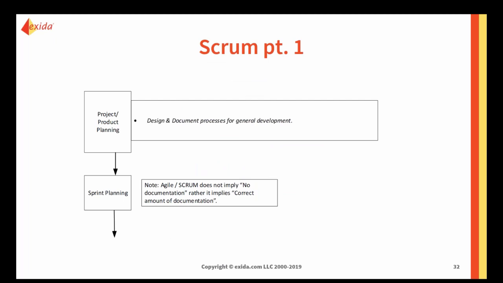If we look at the product planning here, you'll see that we're doing design and documentation of the processes for general development. In other words, we are trying to figure out what compilers we have, what our linker scripts and memory maps look like. We're trying to decide how we're going to deliver code, how we're going to handle version control, et cetera. So there is planning that goes on and needs to be captured in some kind of documentation.